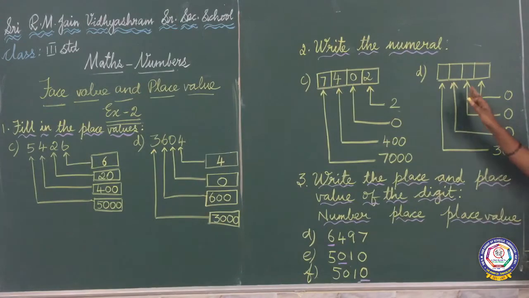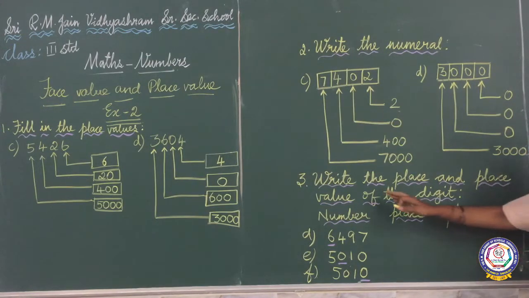Next one, here they have given 0 in the ones place, so you write 0. The tens place is also 0, so you write 0. The hundreds place is 0, so you write 0. In the thousands place they have given 3000, so you write 3. 3000 is the answer. So the ones, tens and hundreds places are 0, but in the thousands place they have given 3000, so you write 3 in the thousands place.